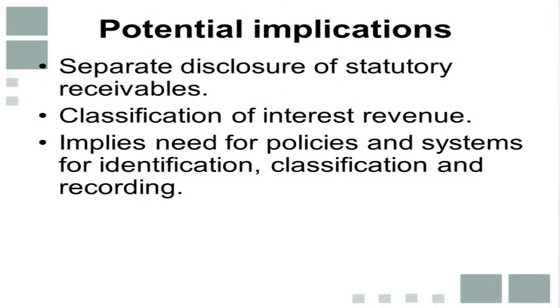So as I mentioned, we don't really know, because entities would have developed an accounting policy based on whatever they thought was appropriate. It is a little bit imprecise in terms of what entities could have used. Some other implications to think about is, as I mentioned, there is a separate disclosure of statutory receivables in the notes to the financial statements, which wasn't there before, so you're going to have to develop systems to deal with that. The classification of interest, which has changed between both exchange and non-exchange.